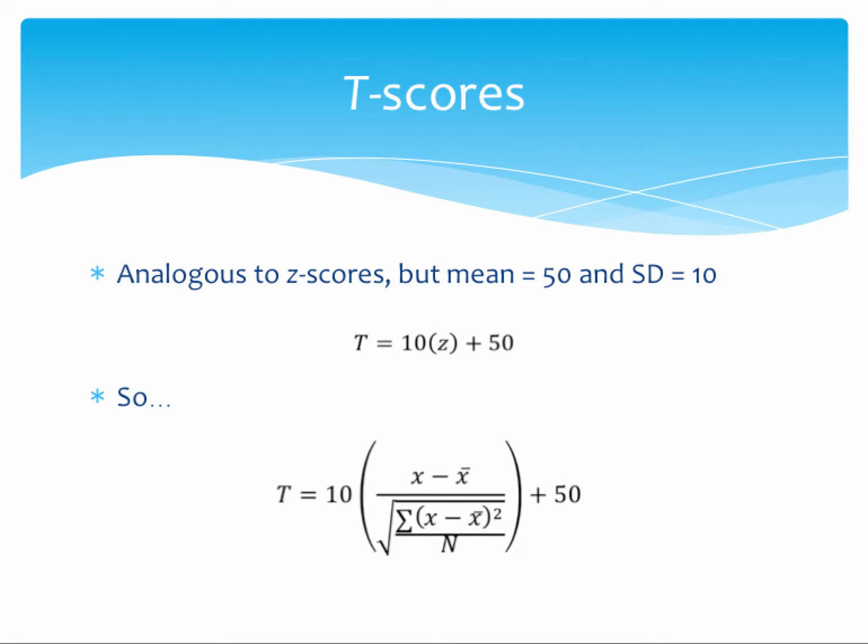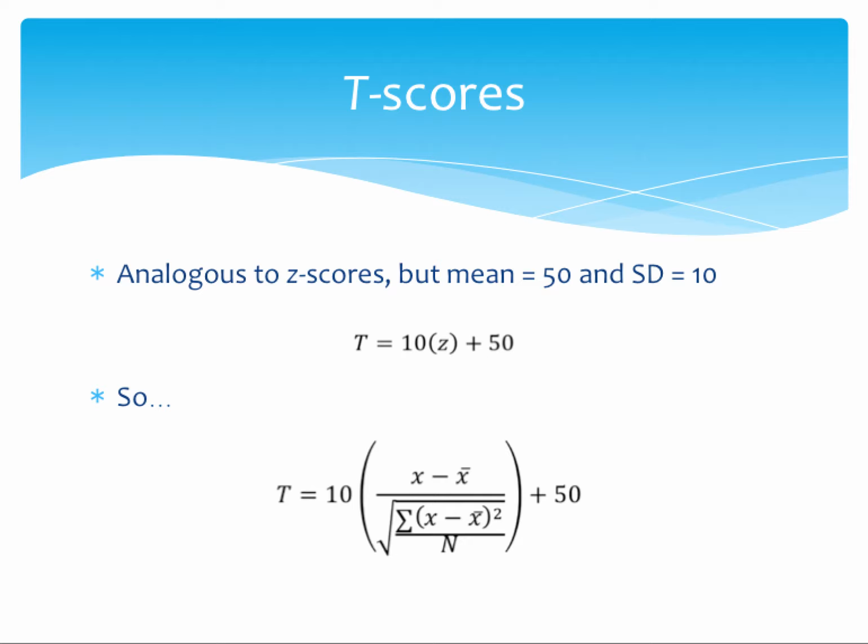Okay, so that's z-scores for us. And we're going to move on now to t-scores. The reason we're making such an abrupt change is they're actually very, very similar. Z-scores and t-scores basically tell you the same information, but they're in different units. For t-scores, they have a mean of 50 and a standard deviation of 10. So t is actually equal to 10 times your z-score plus 50.